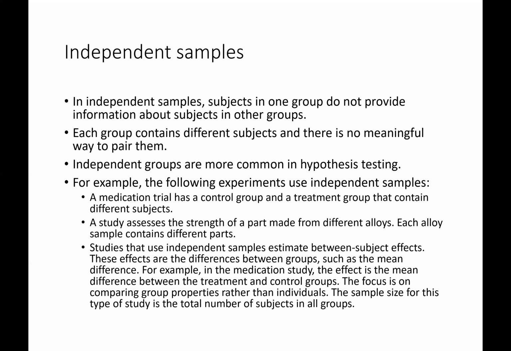Studies that use independent samples estimate between subject effects. These effects are the difference between the groups, such as the mean difference. For example, in the medication study, the effect is the mean difference between the treatment and the control groups. The focus is on comparing group properties rather than individuals. The sample size for this type of study is the total number of subjects in all the groups.